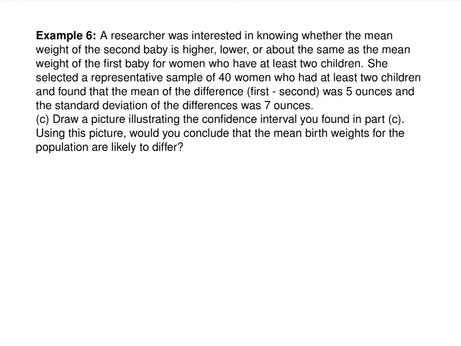So draw a picture illustrating the confidence interval you found in part B. So all this is asking you to do is to make a number line and tell me where it falls. So I have 2, 3, 4, 5, 6, 7, and the confidence interval goes from just above 3 to almost all the way to 7, right? And what you suspect or hope is that the true value of your D bar or your mu sub D falls within that interval.